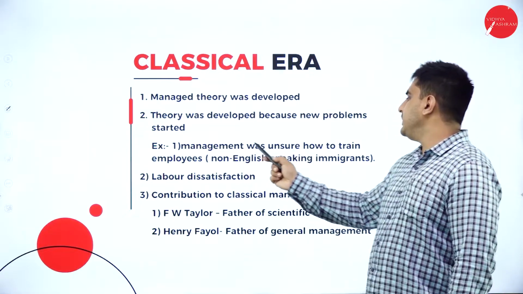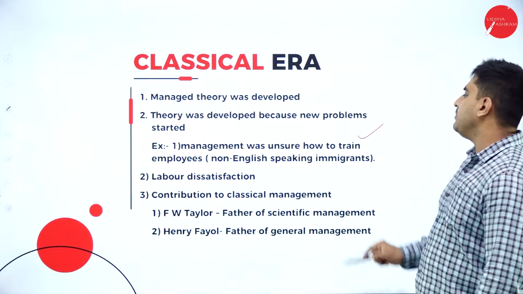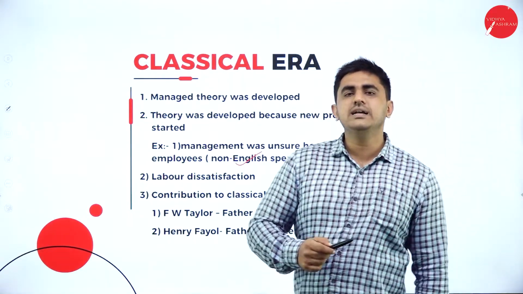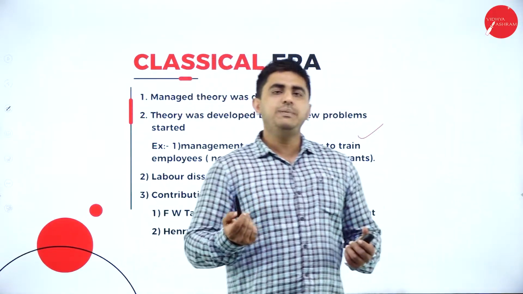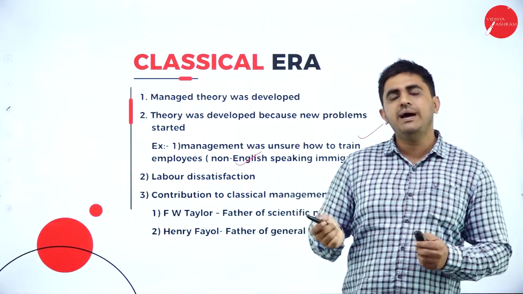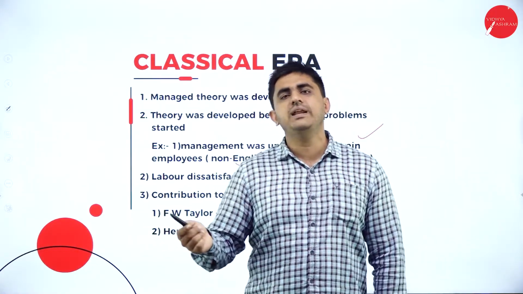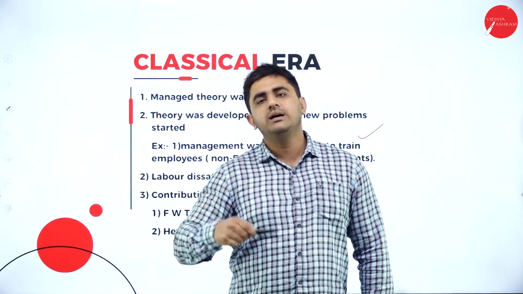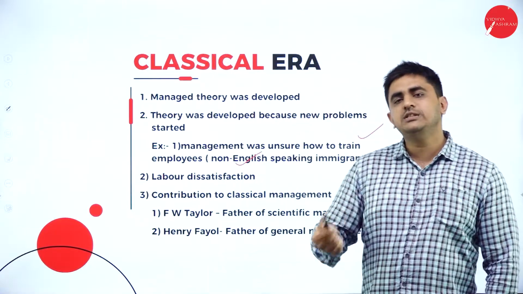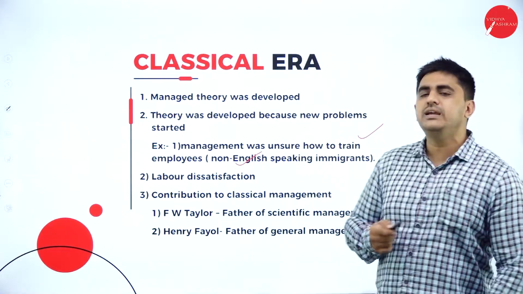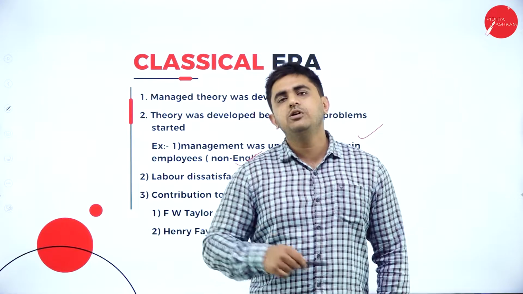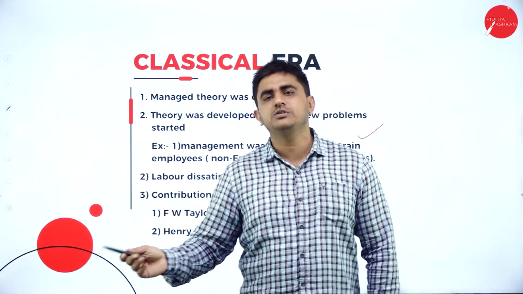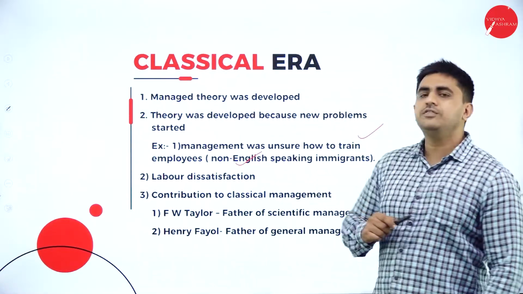One was that management was unsure how to train the employees, the non-English-speaking immigrants. That is, when the Industrial Revolution took place, many people from across the globe migrated to either the United States of America or the British Empire, where big manufacturing industries and production units were set up, in search of work. Now there was a problem of communication because these immigrants did not know how to speak English, and those managers did not know how to speak their mother tongue. So it was a problem. That is one of the problems.